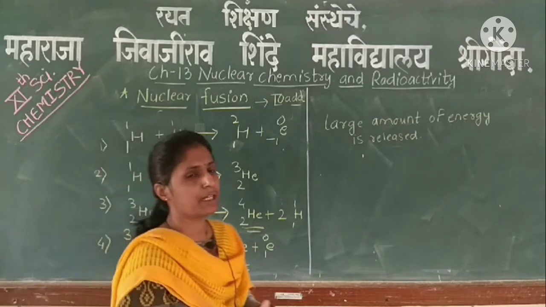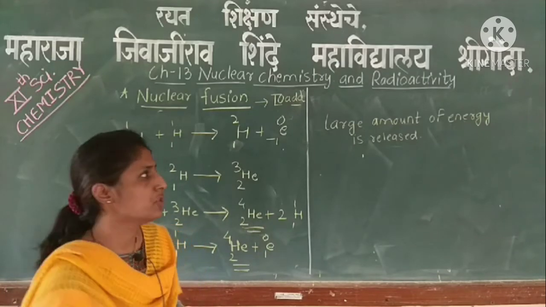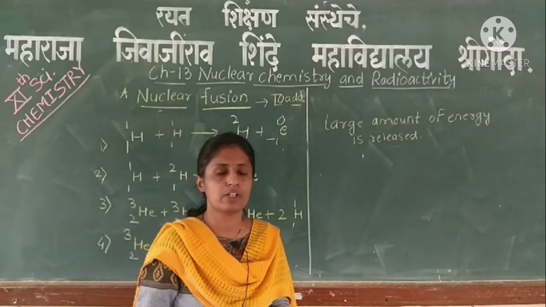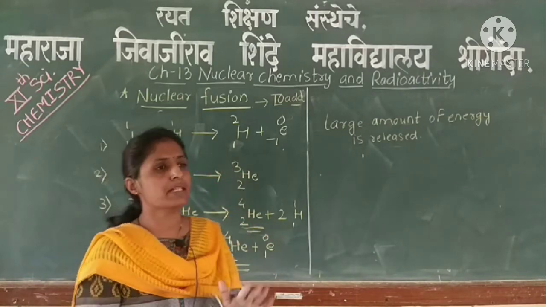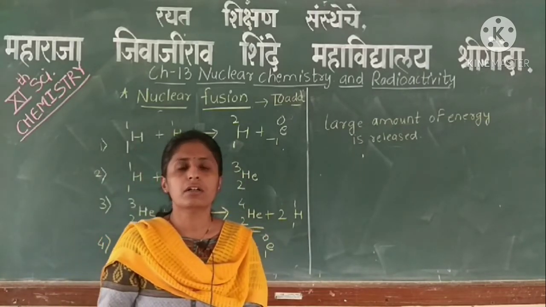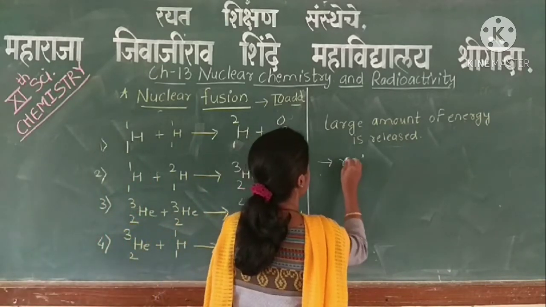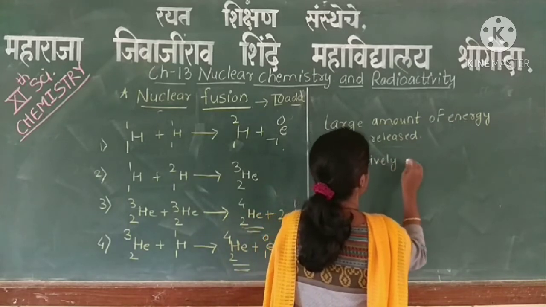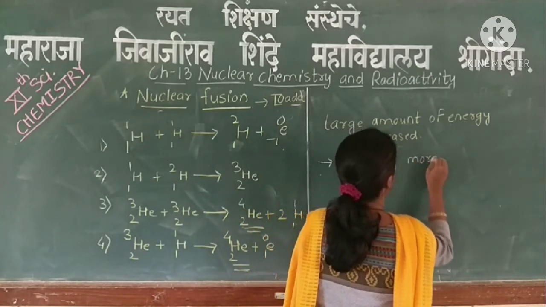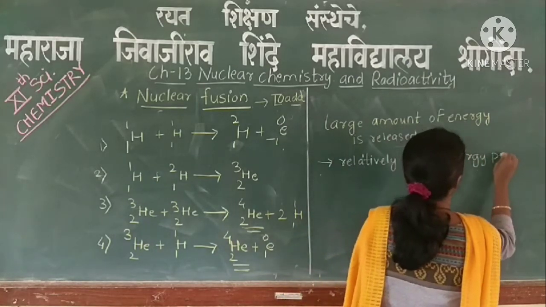Okay, now we can compare. If nuclear fusion is also giving you a large amount of energy, which is the best one? So nuclear fusion is the best one to give you a large amount of energy. It produces relatively more energy per mass.